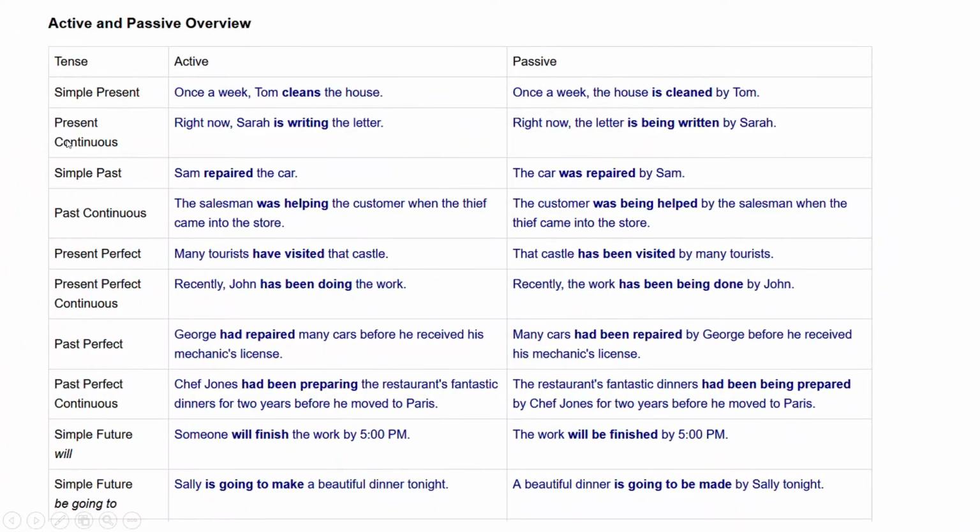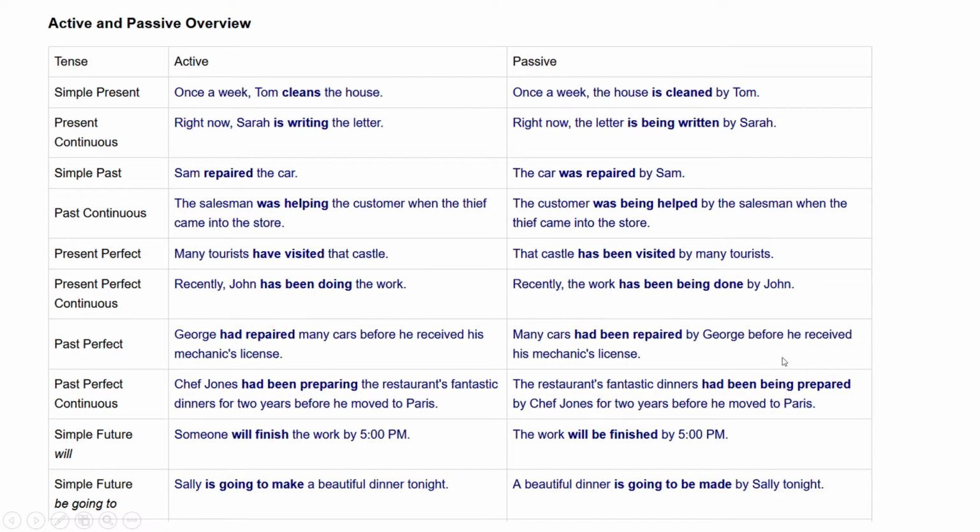Yeah. Now we have present continuous. Right now, Sarah is writing the letter, and the passive form is the letter is being written by Sarah. So, when you have a continuous form, okay, make sure that in the passive form you use being. To be plus being plus verb 3. That's the format, yeah, or the sentence structure, right? So every continuous tenses. Let's see, we have past continuous. We have being, right? So it's always like that. Present perfect continuous. We have being.